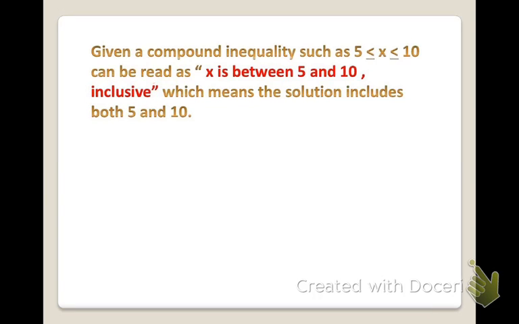Now, also, a little word, and it's below the box in your notes. If you're given a compound inequality such as 5 is less than or equal to x, which is less than or equal to 10, if we're talking about equal to, then that means that our solutions can be between 5 and 10 inclusive. Inclusive means that we're going to include 5 and 10. So you'll see it written, and you'll hear it read as: x is between 5 and 10 inclusive, which means that we're going to include 5 and 10.